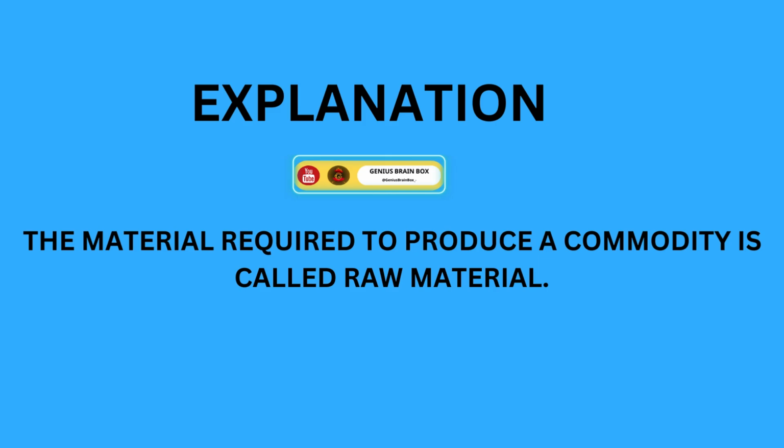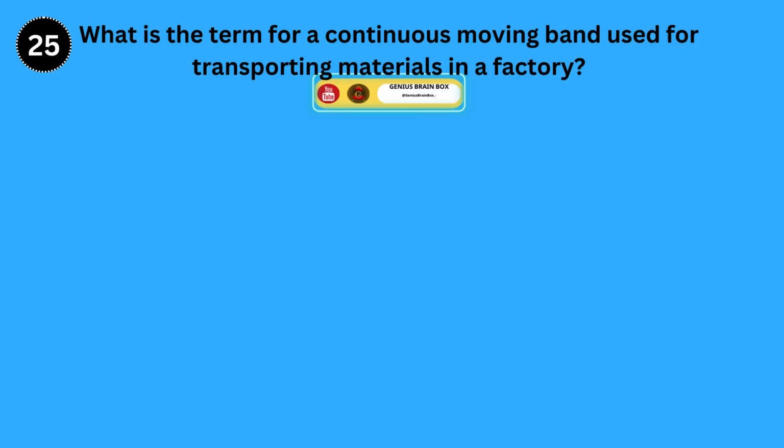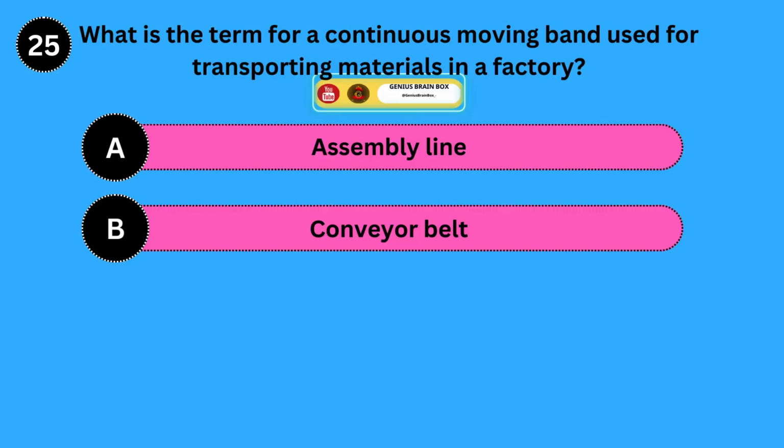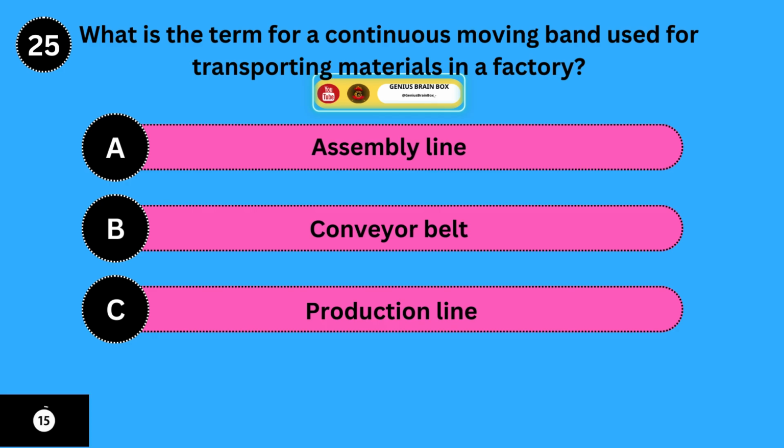Explanation. The material required to produce a commodity is called raw material. What is the term for a continuous moving band used for transporting materials in a factory?